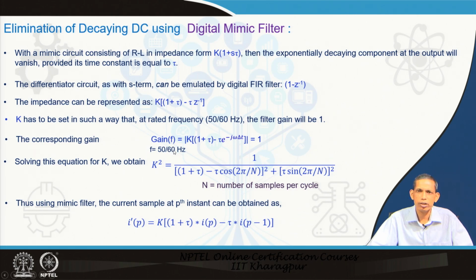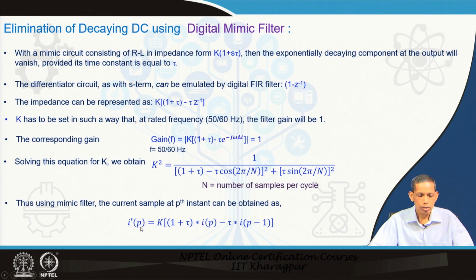In our earlier examples we are considering 50 hertz nominal frequency. So, solving this equation we got k squared, the gain part, in terms of the real and the imaginary parts, where capital N corresponds to the number of samples per cycle, and thus using the mimic filtering concept.